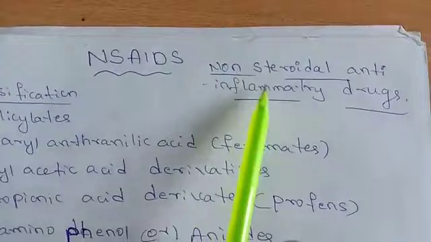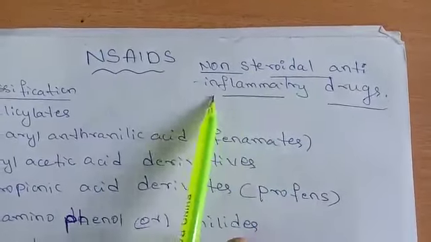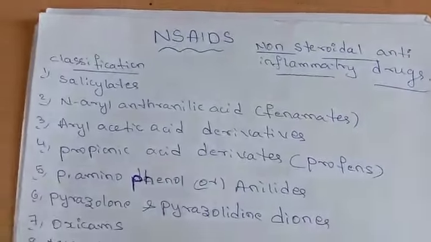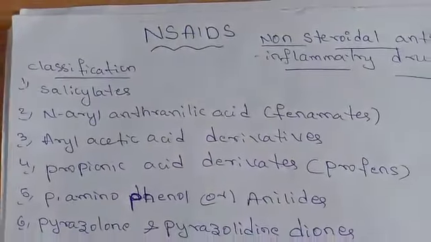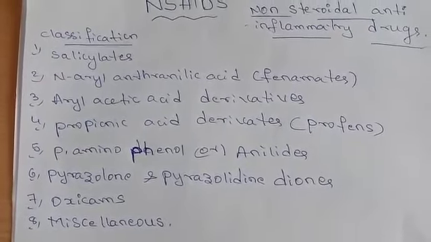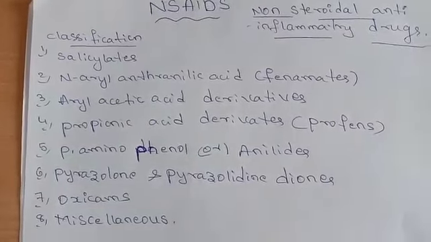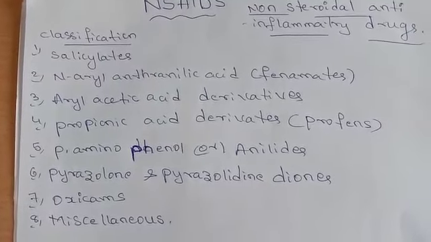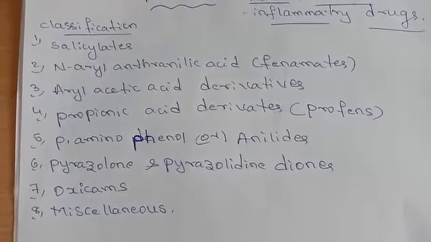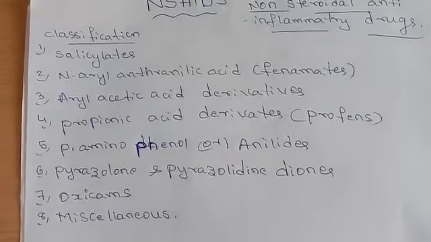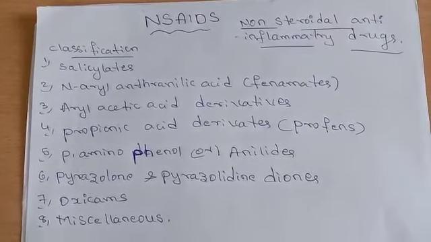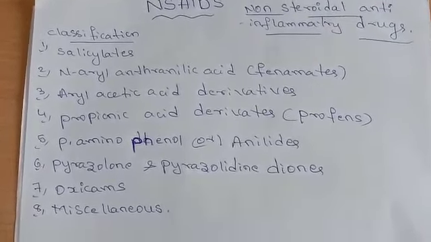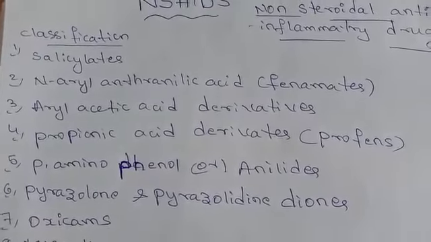Children, today we have to see about NSAIDs, that is non-steroidal anti-inflammatory drugs. Already we have seen the classification and the introduction regarding these NSAIDs. These are the drugs which are used to treat inflammation. Not only inflammation, these drugs are also used for the treatment of fever and for the relief of pain, so they are also called analgesics and antipyretics. Now let us see the classification of these non-steroidal anti-inflammatory drugs, that is NSAIDs.